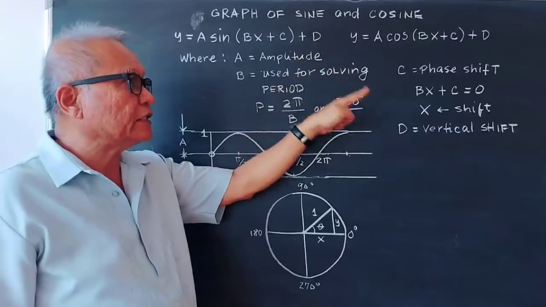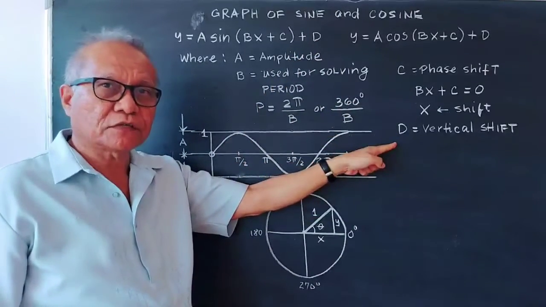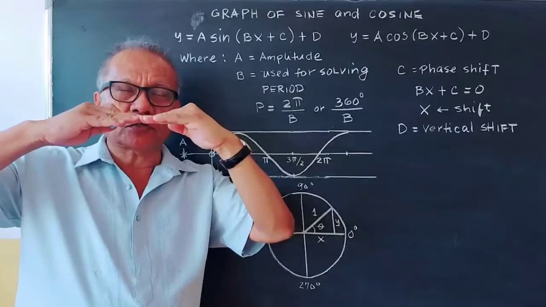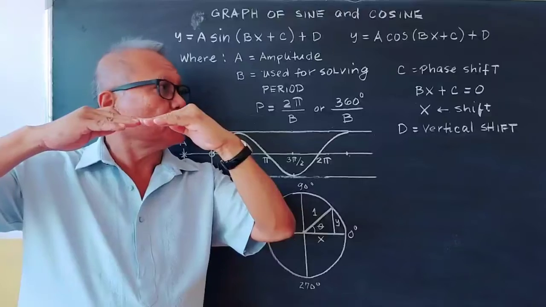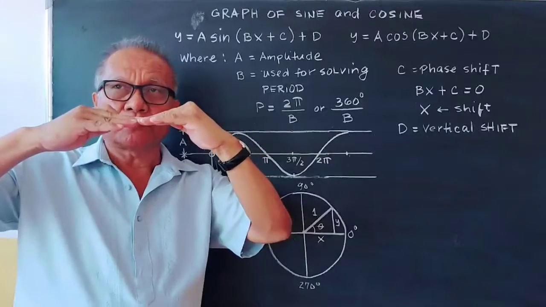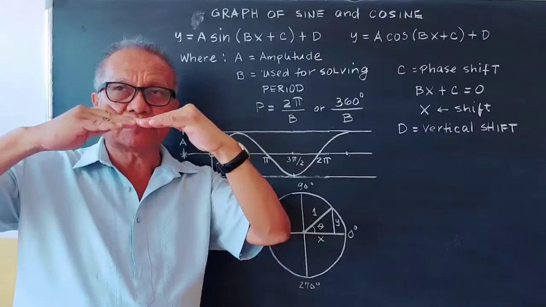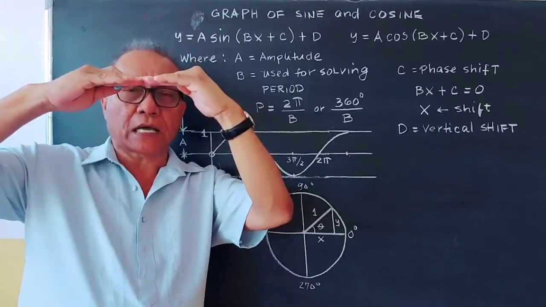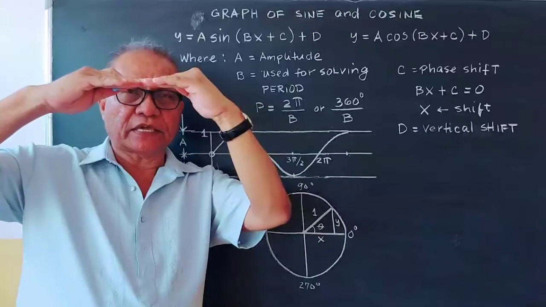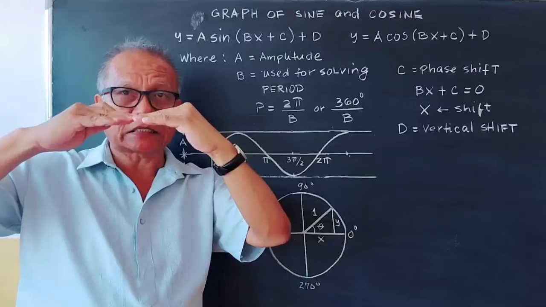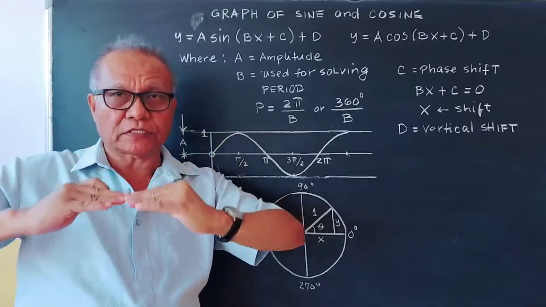And what is that d? The d is the vertical shift. When we have the 0 here, if we have a positive vertical shift, then we go up. If that is positive 2, then our principal axis will be shifted 2 units upward. If that is negative 2, then we shift our axis, or the y, 2 units downward.